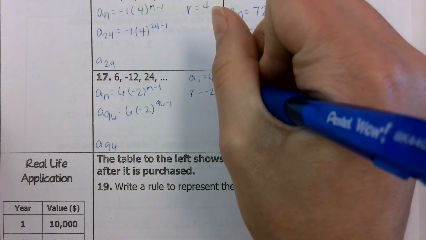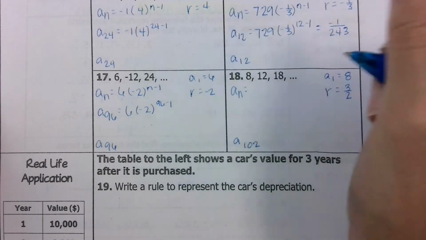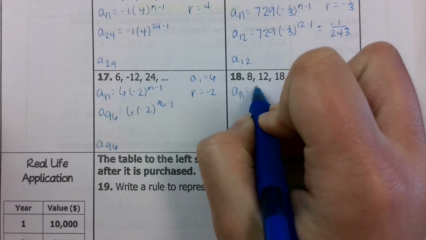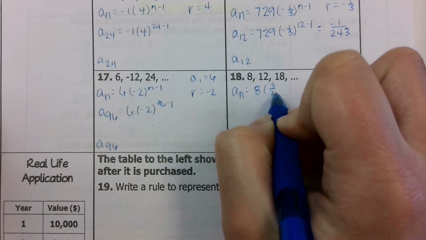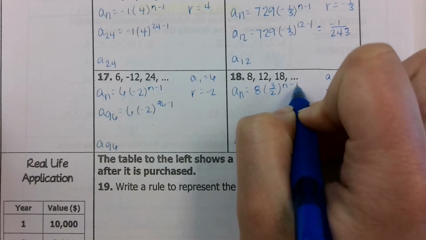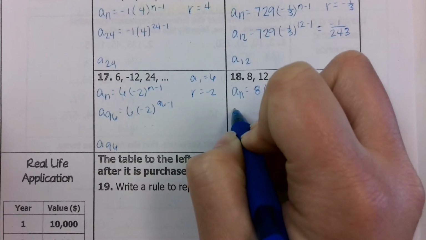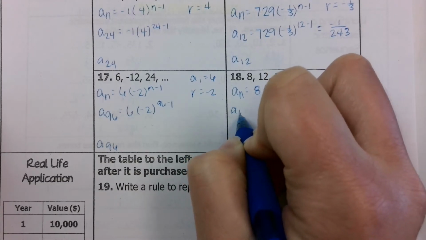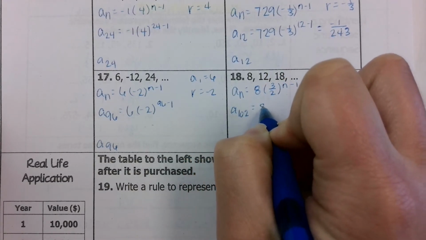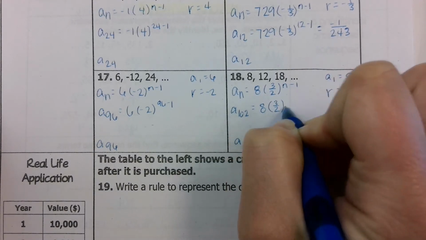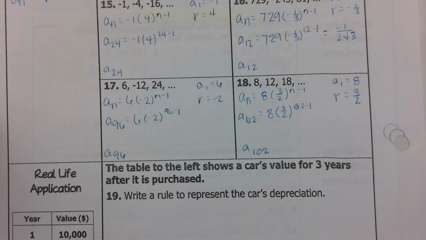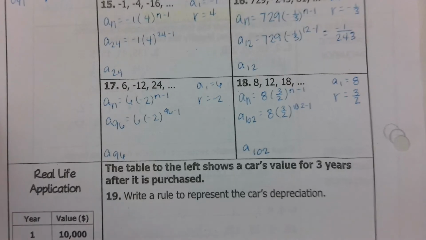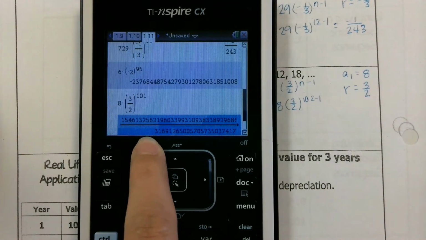So set up your function. You're going to have A sub n equals what? 8 parentheses, 3 halves, 102 minus 1. We wanted to find our 102nd term. We have lost our minds. 3 over 2 to the 102 minus 1. And that one's awful. Literally awful.